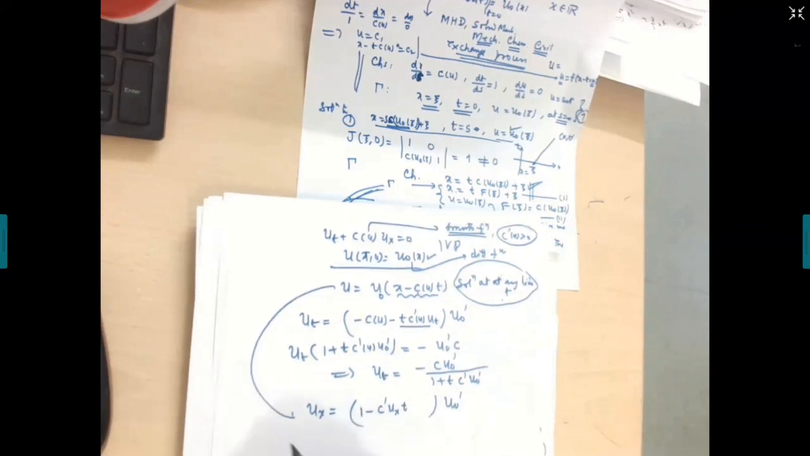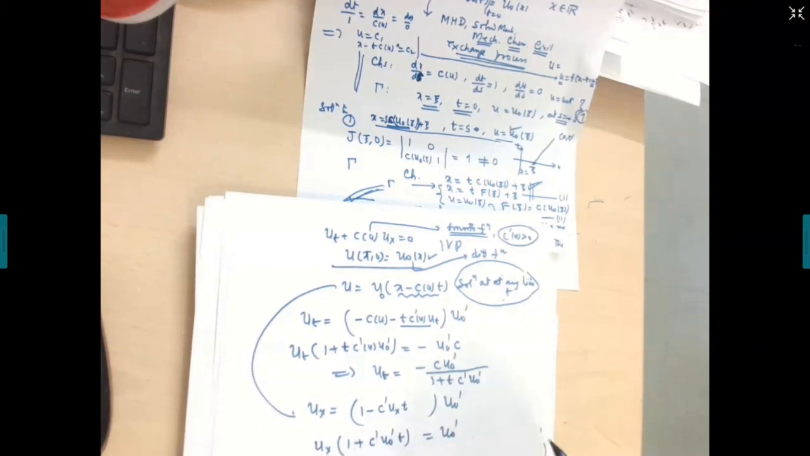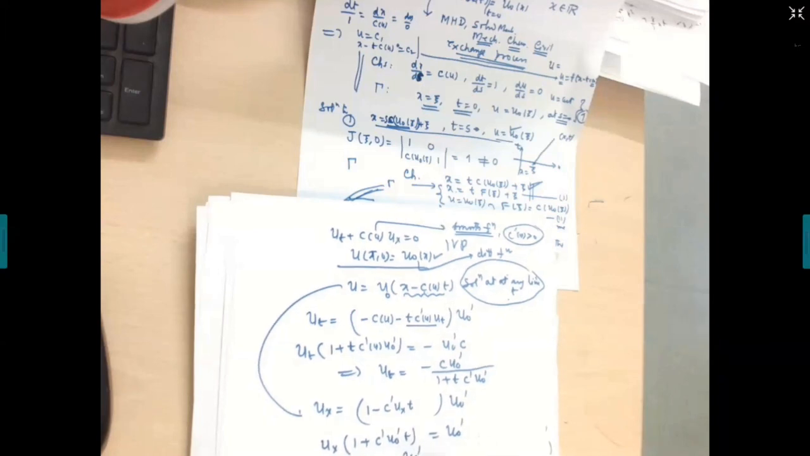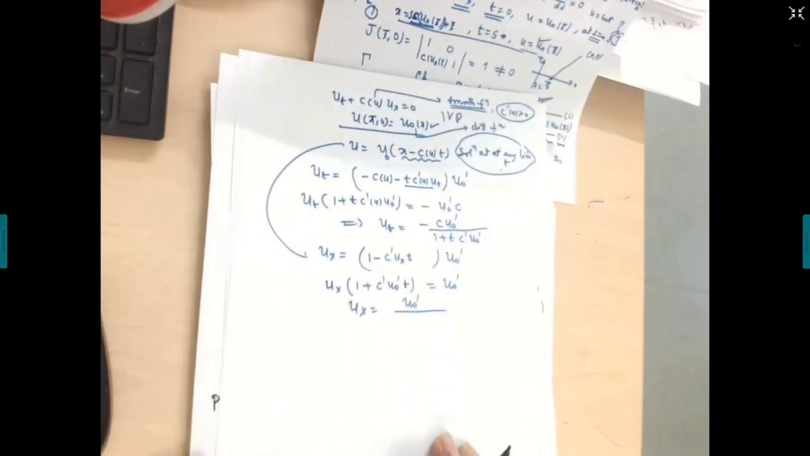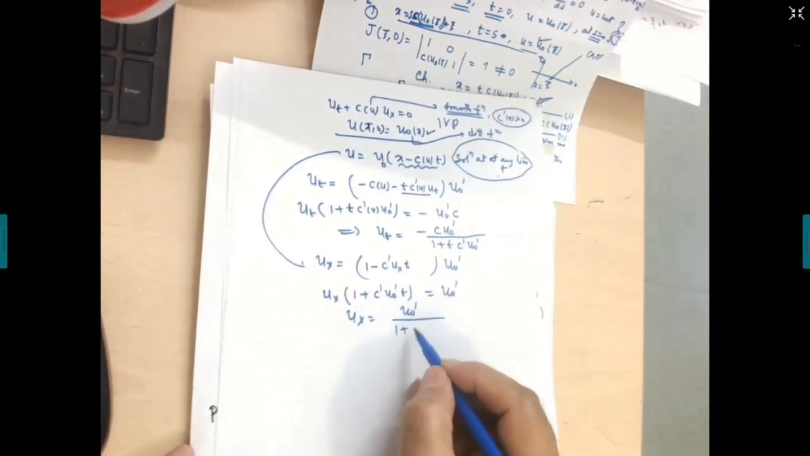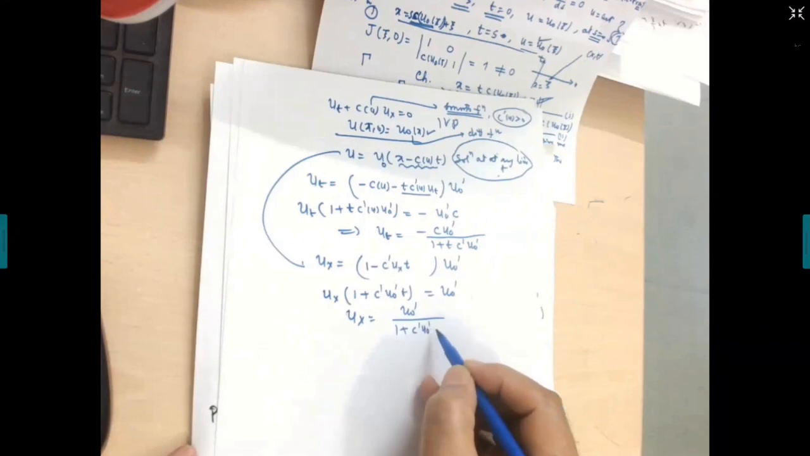So transposing this to the left, what do we get? u_x into 1 plus c dash u naught dash into t is equal to u naught dash. Sorry, that is not visible. Is it all right now? Yes, sir. 1 plus c dash u naught dash t.